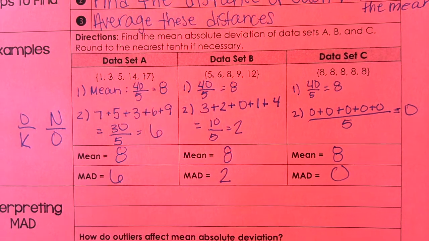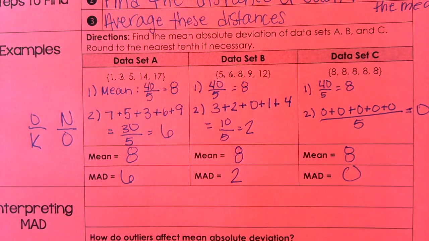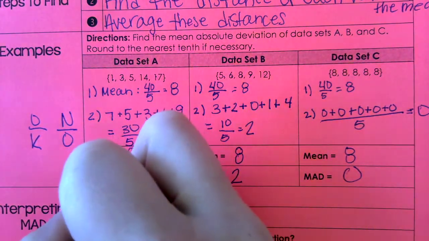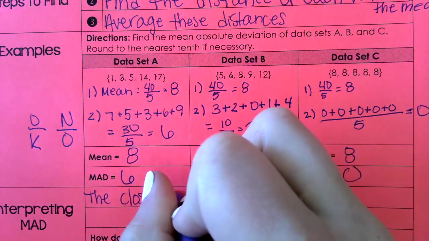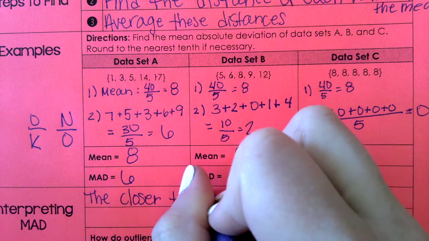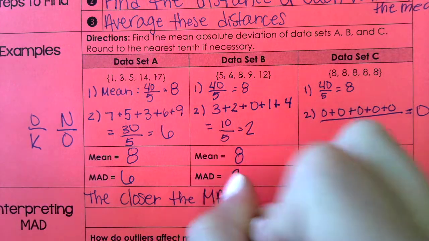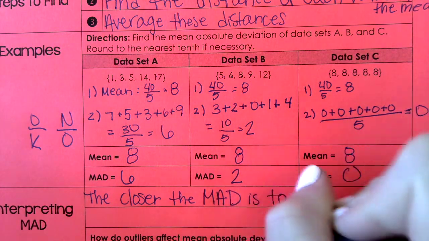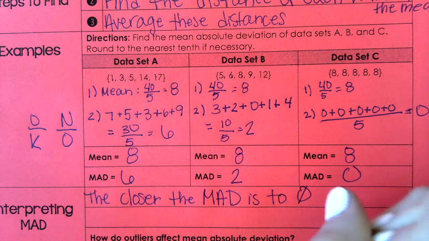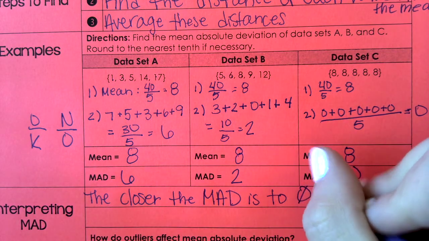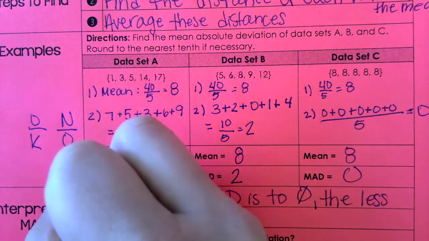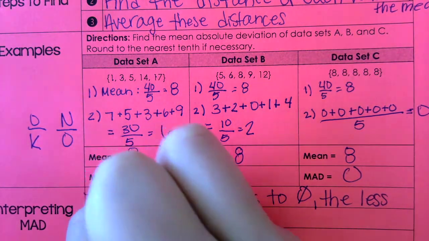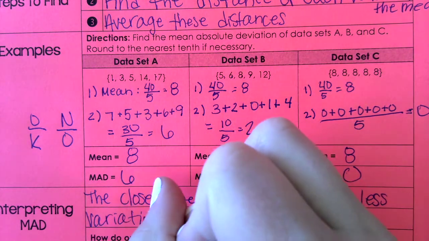Well, what does this mean? What's the point of this? Well, the closer the MAD is to 0, the less variation there is in the data.